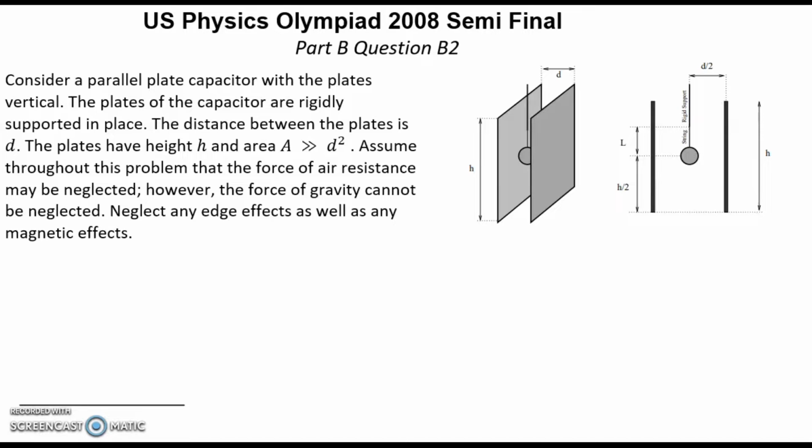Part B, problem B2, second problem of two problems in this section. Consider a parallel plate capacitor with the plates vertical. The plates of the capacitor are rigidly supported in space. The distance between the plates is d, small. The plates have a height h and area A, big, much greater than d squared.